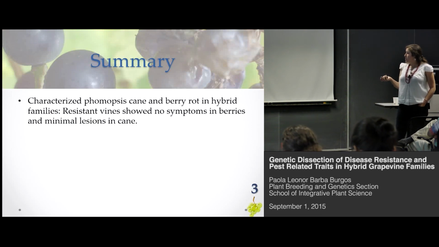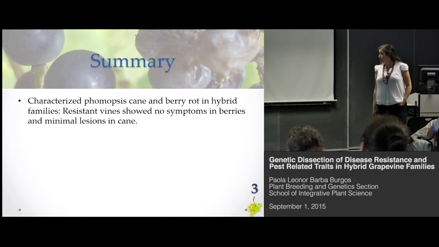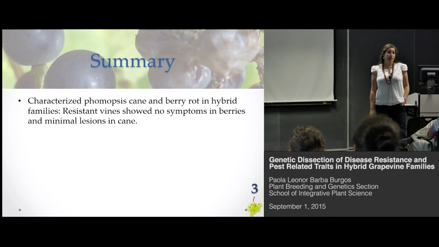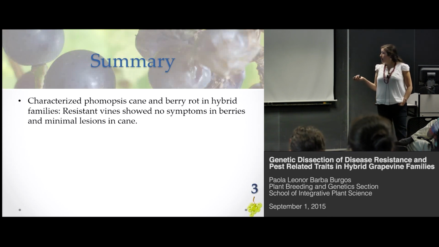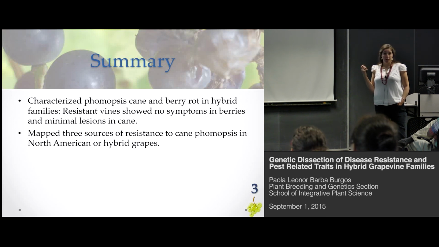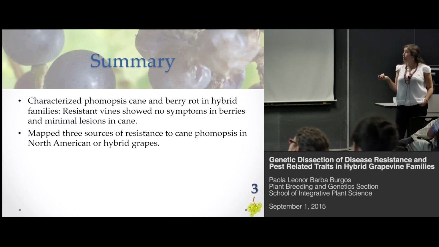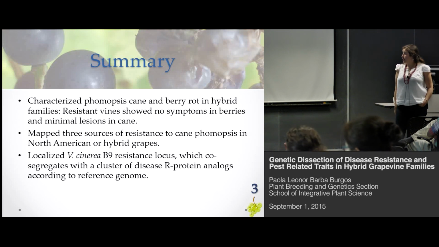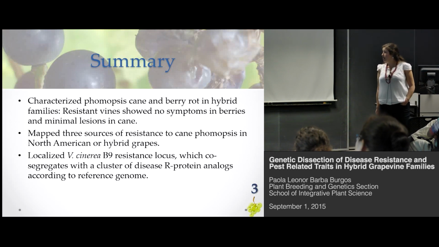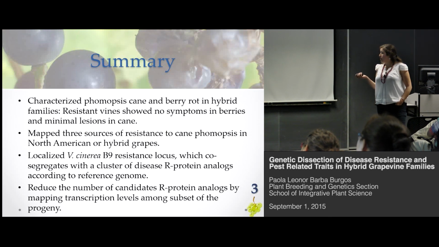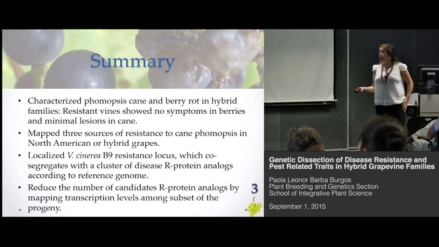So as a summary for this, we characterized the Phomopsis cane and berry rot in hybrid families. The resistant vines show no symptoms in berries and minimal lesions in canes. We mapped 3 sources of resistance for this disease in North American or hybrid grapes. We localized the locus for one of these QTLs, which co-segregates with the cluster of disease-resistant proteins. And we were able to reduce the number of these analogs to just 2 of them by mapping the transcript levels among a subset of the progeny.